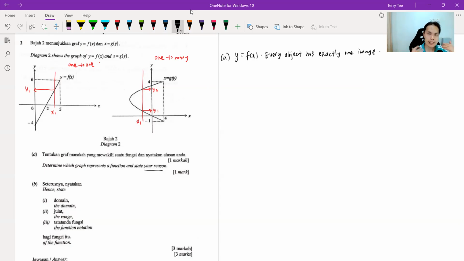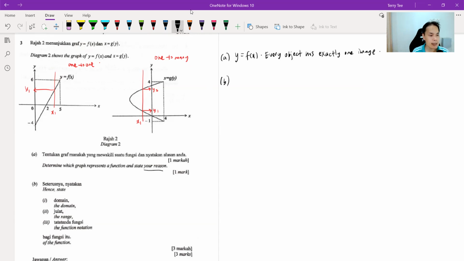You don't have to explain why g(x) is not a function. If the question gives 2 marks and says which one is a function, give a reason; which one is not a function, give a reason, then you have to do that. Since this is only 1 mark, you can just mention f(x) is a function. Yes, y equals f(x) is a function, and the reason is every object has one image.